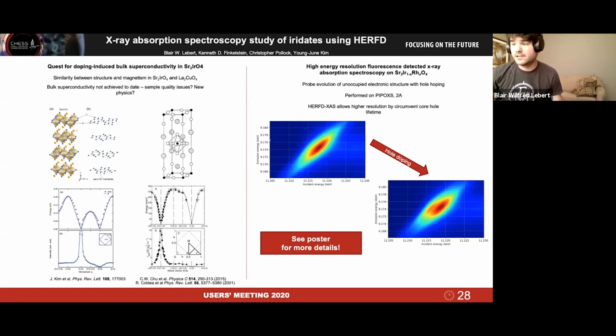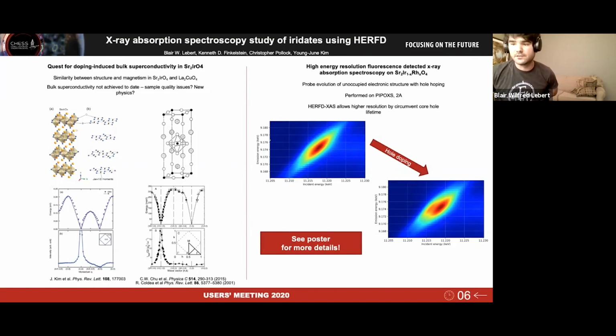To gain more insight on the effect of rhodium doping in strontium iridate, we studied it with HERFD X-ray absorption spectroscopy. Here you can see two different resonance maps measured on our compounds. If one detects absorption with the total fluorescence, basically a projection of the intensity on the x-axis, the spectral width is large due to the lifetime broadening of the 2p core hole.